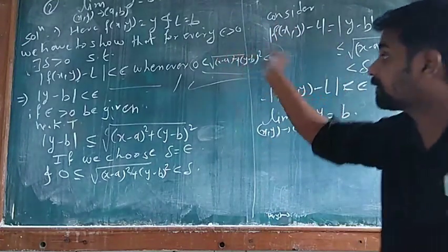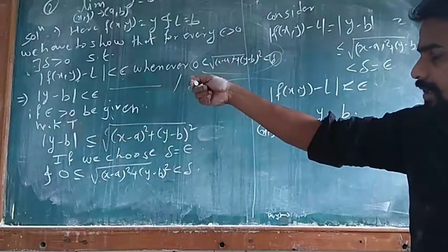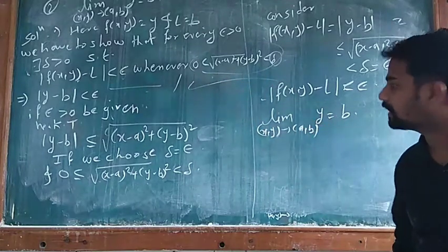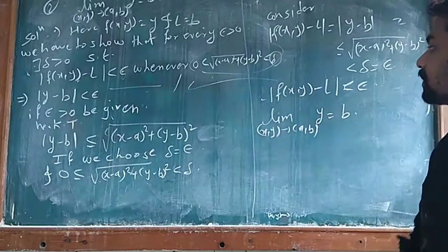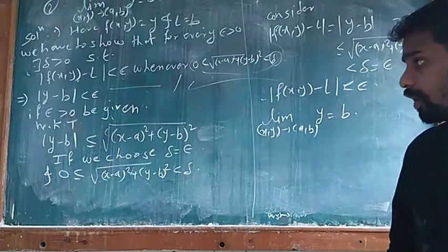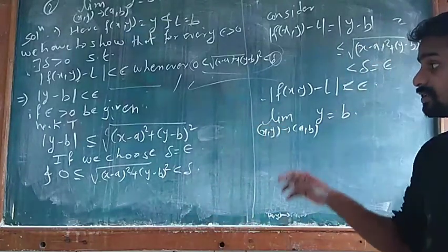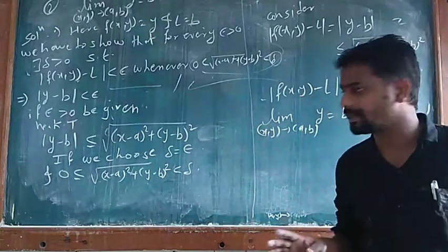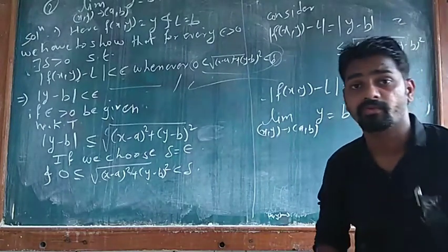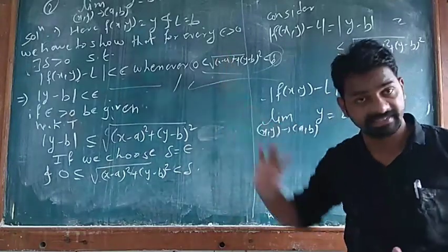We have to show that for every epsilon greater than 0, there exists delta greater than 0, such that mod of f of xy minus L is less than epsilon whenever 0 is less than under root of (x minus a) bracket square plus (y minus b) bracket square is less than delta. This implies mod of y minus b is less than epsilon. If epsilon greater than 0 be any given number, then we have to find delta such that this condition is satisfied.